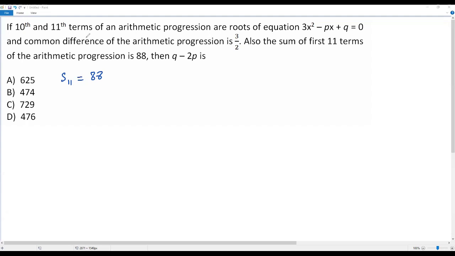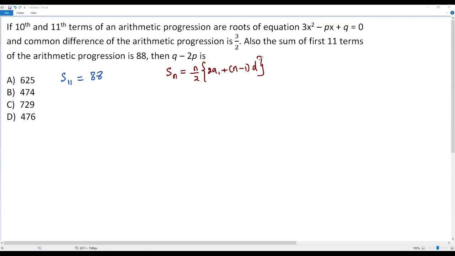In an arithmetic progression, there is a formula to get the sum of the first n terms. That is Sn = n/2 times (a1 + (n − 1)d). This is the formula to get the sum of the first n terms of an arithmetic progression. Here a1 represents the first term and d represents the common difference. Now to get the expression for S11, I have to plug in n = 11.